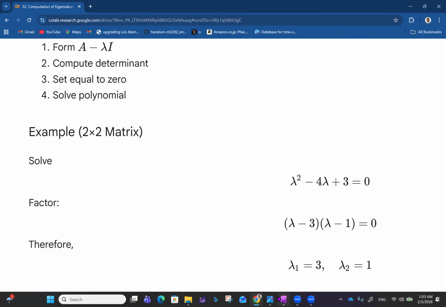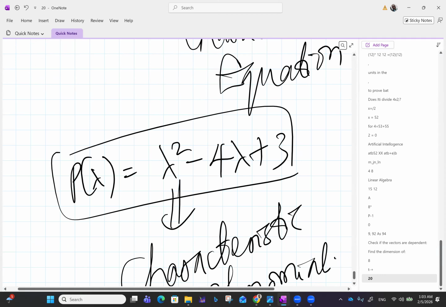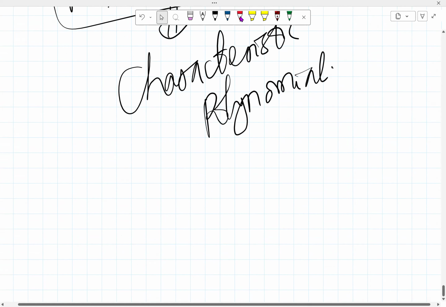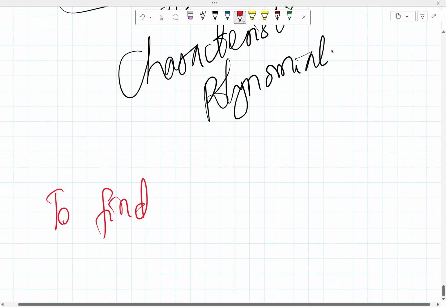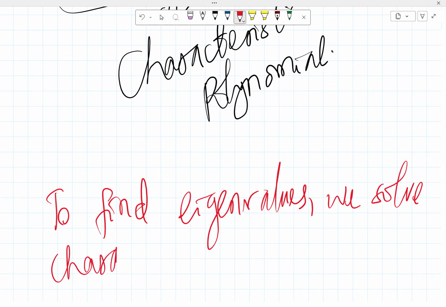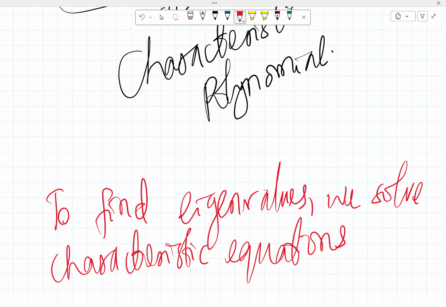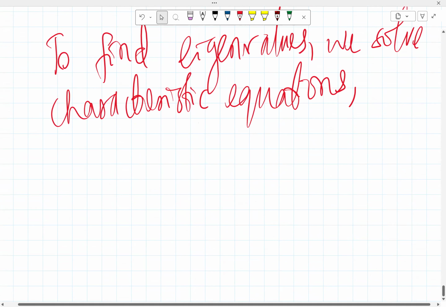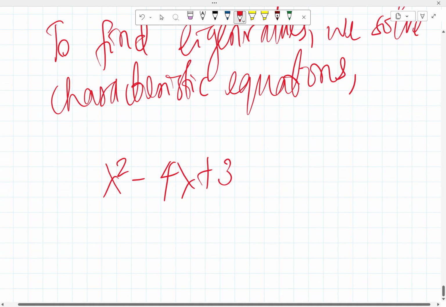So in essence, we are saying that to find eigenvalues, we solve characteristic equations, which are formed by equating characteristic polynomials to 0. So this is what we want to solve now: lambda squared minus 4 lambda plus 3 equals 0.